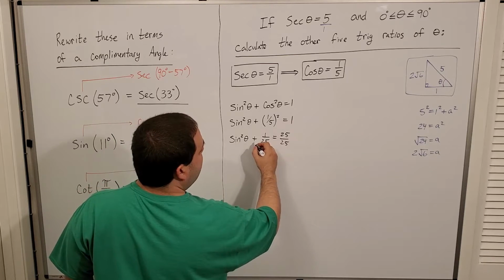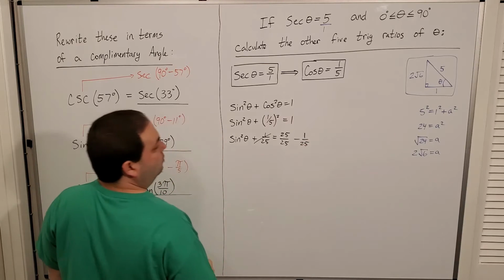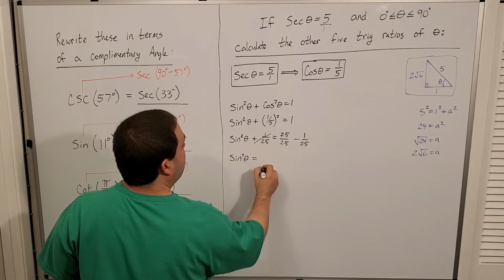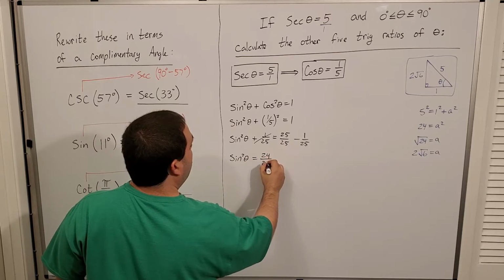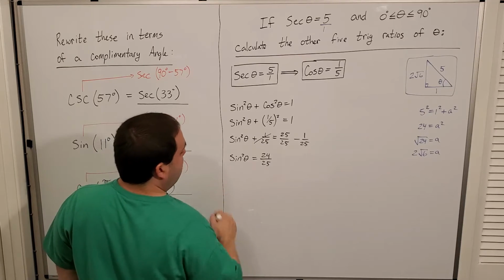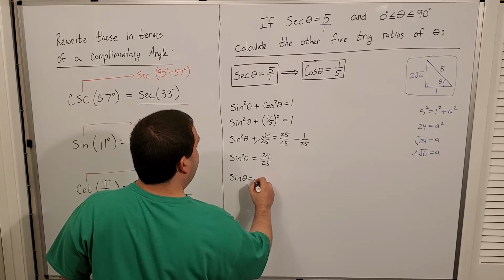So I'm going to subtract the 1 over 25, like so. And notice sine squared theta is equal to 24 over 25. And I'm going to square root both sides. That's going to give me the square root of 24 over 25.